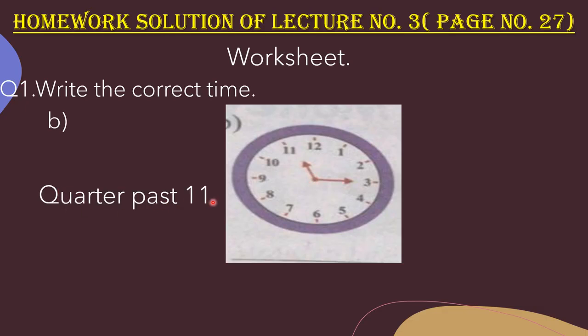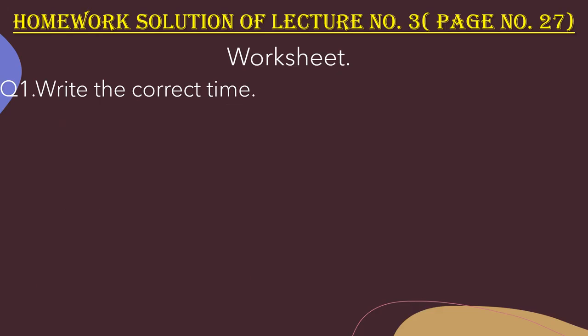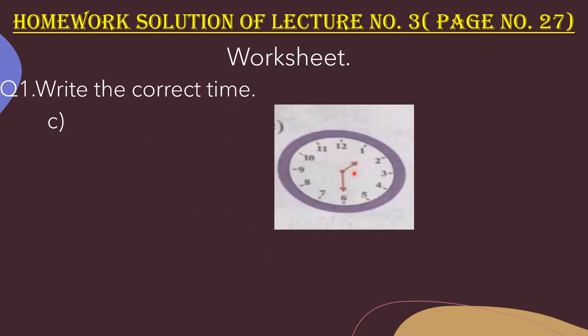Or in another way, how we can write 11:15 because minutes are 15, 3 multiplied by 5. Or one more way to write it, that is 15 minutes past 11. These are the 3 ways to write this time. Now in C part, it is given this clock and here the minute hand is at number 6 and the hour hand is between 1 and 2.